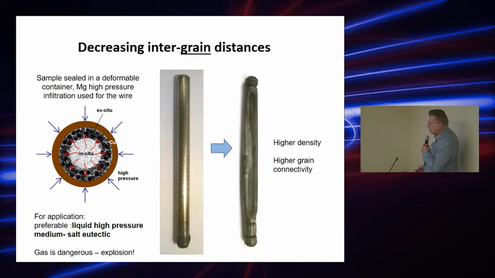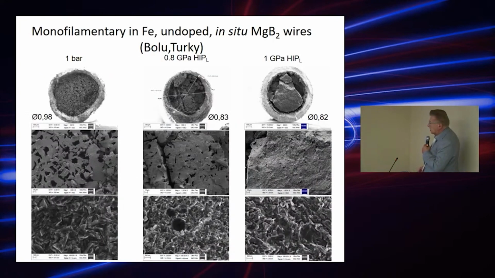This is one core wire. And you see the experiment for this one is made in the deformable container, and after the HIP you can see how it's deformed. This is some example of the HIP made on the wires prepared by Minister of Bulu, Turkey. It's in iron, and as you see here, in one bar the diameter is 0.98.